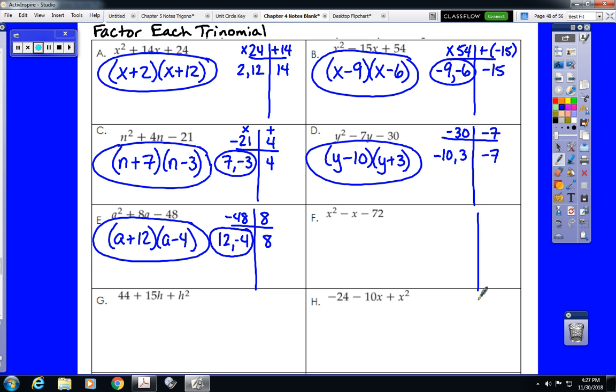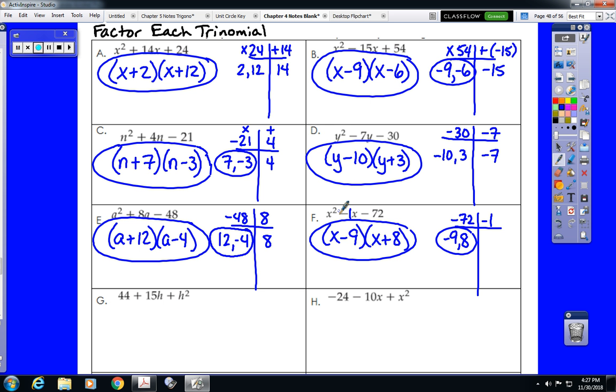Okay, numbers that multiply to negative 72 and add to what? Well, there's no number there. Yes, there is. There's a 1 there. So they need to add up to negative 1. That would be negative 9 and positive 8. So x minus 9 and x plus 8. So that's something that can come up. If there's no number, remember there's always a 1.